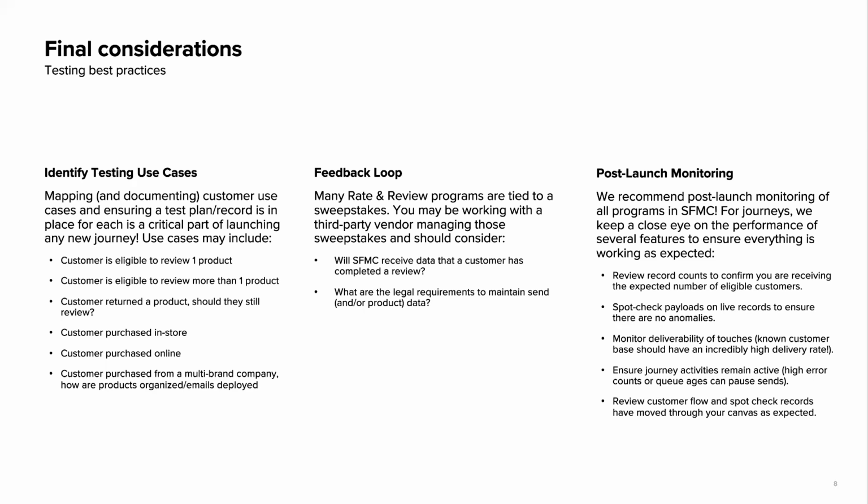Also ensuring that all of your journey activities remain active. As Chad mentioned, sometimes these emails can take a little bit of time to build, especially if they're heavily dependent on AMPscript. And if you do accrue high error counts or queue ages, sometimes those activities can be paused. So ensuring you're routinely checking, especially after initial launch, to make sure that you're not running into any of those kind of common hiccups.